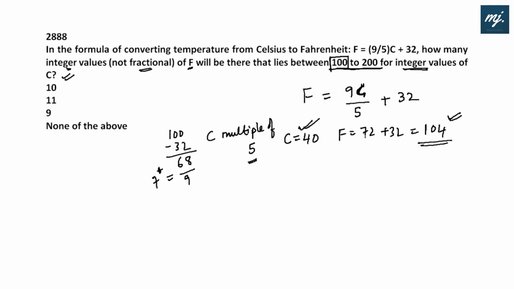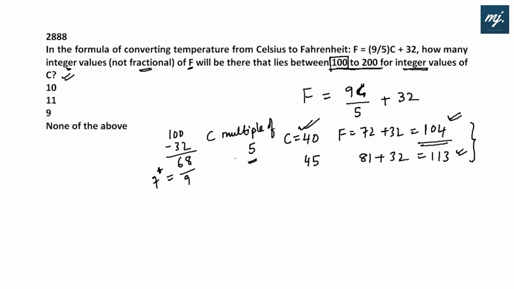Now the next value would be 72 plus 9, that is 81. That means when C is equal to 45, C needs to be a multiple of 5. We know that. When C is 45, it would be 81 plus 32. That comes to 113. So we can see that now this value will start increasing by 9 and the value of C will start increasing by 5.